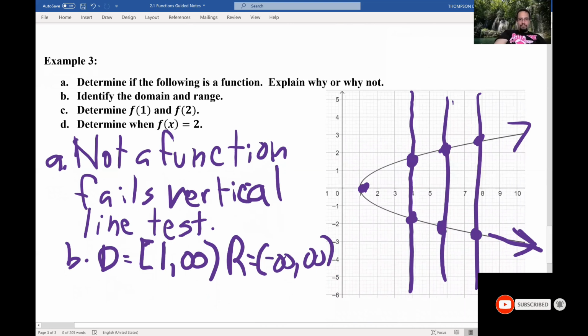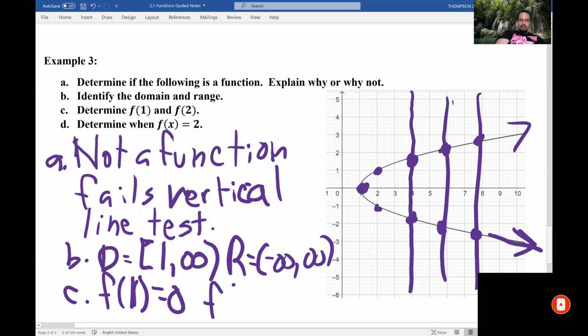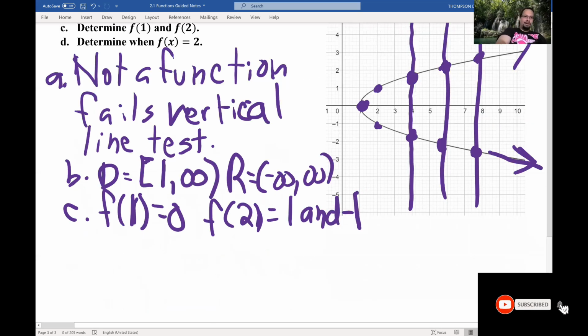Determine f of 1. f of 1 is this point right here. So f of 1 equals 0. And then at f of 2, it looks like we have 2 values. So f of 2 equals 1, and we have 1. So that also convinces us that this is not a function, because we have a function having 2 values, which we know is not allowed.